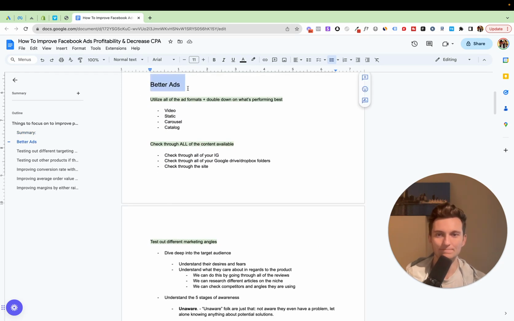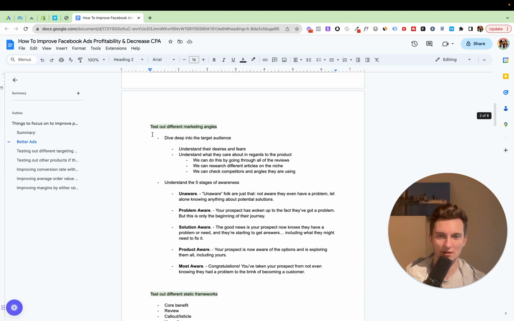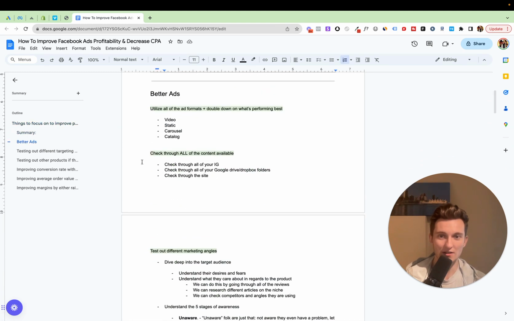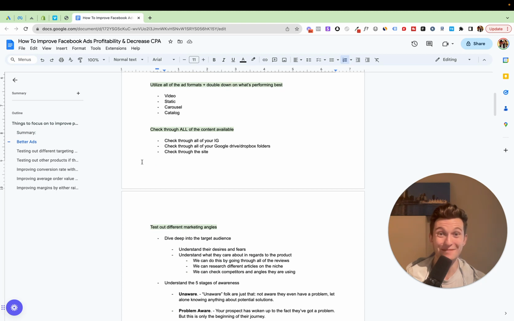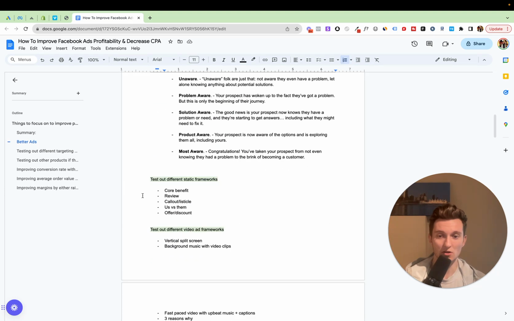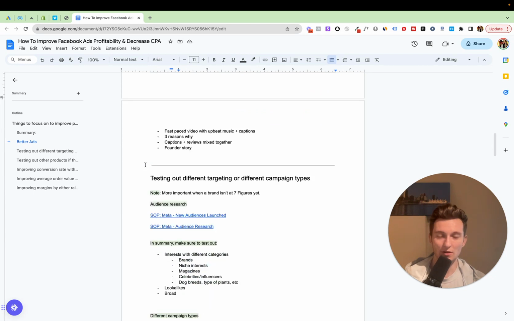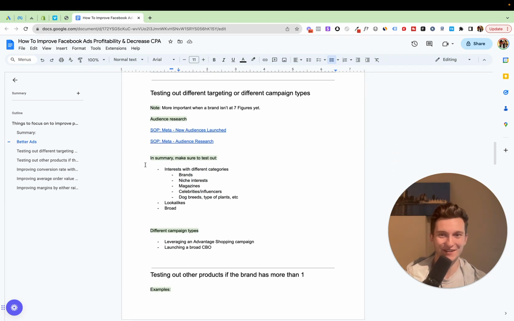But the main thing I really want to get across is, if you're working on improving your profitability, I would start here, in terms of getting better advertisements. Okay. So just keep all these frameworks in mind, because they're all very, very important. Now, next up, after you start working on better ads constantly, that's just a never-ending thing, to be honest. It never ends. You want to test out different targeting or different campaign types.